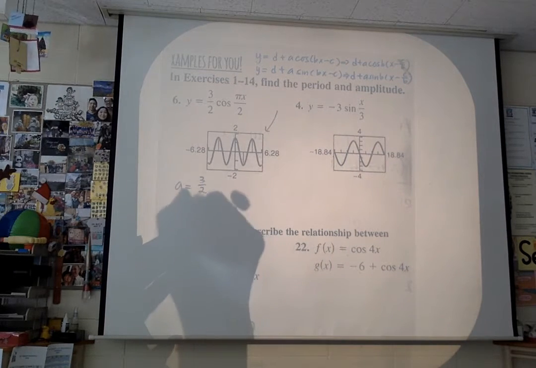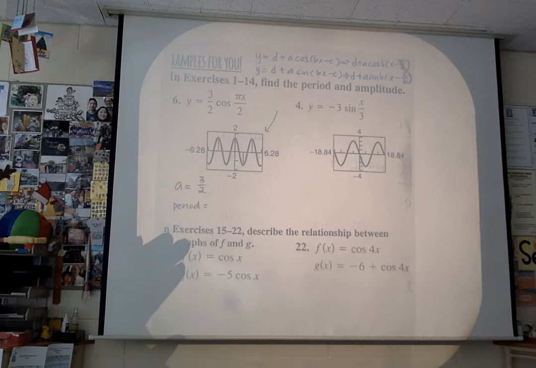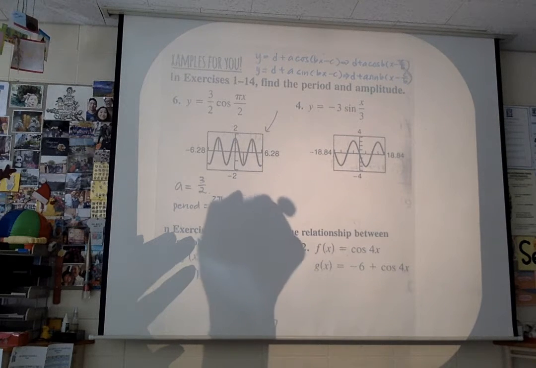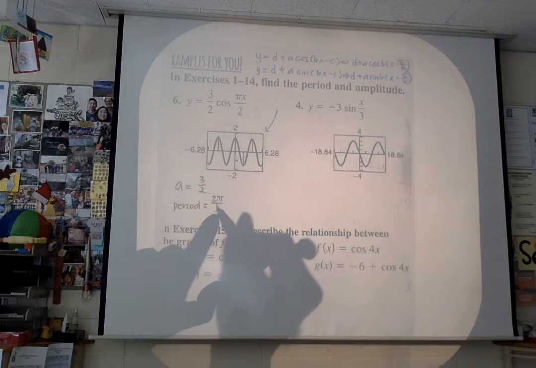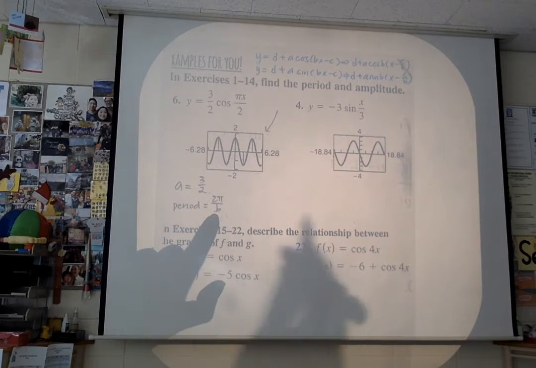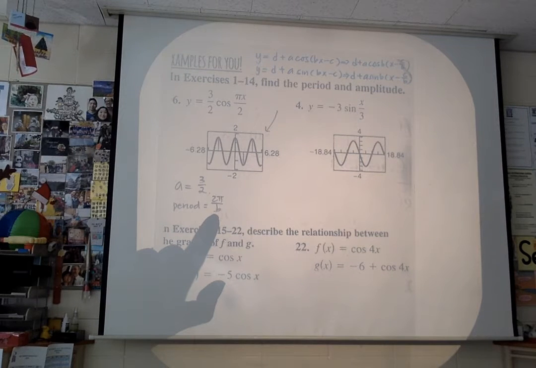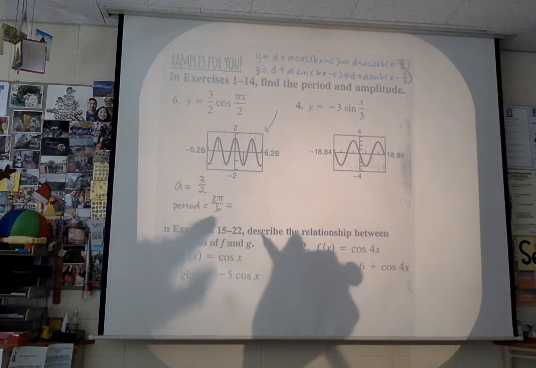All right, now period. Period is very easy. It's 2 pi over b. That was the formula, right? It's basically saying how many cycles exist within 2 pi. Remember the 2 pi, y equals sine 2 pi that I gave you? 2 pi over b. How many times does it exist? So we have to identify our b.